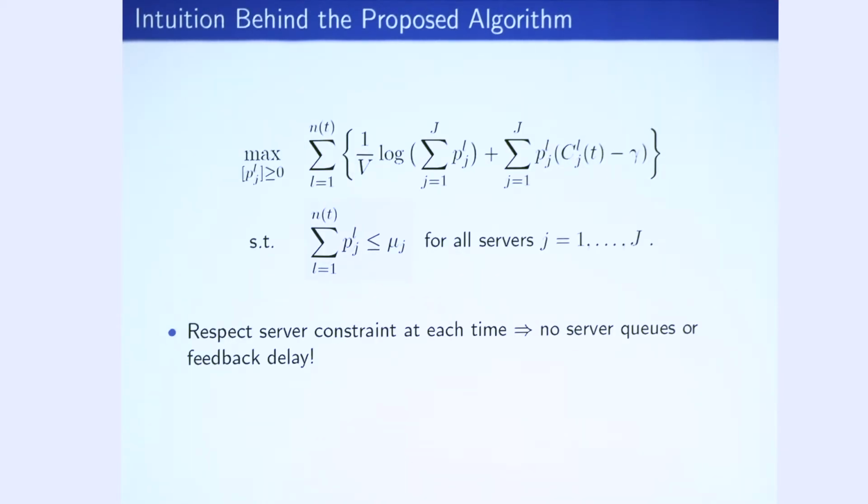But let's take a closer look at this optimization to get some intuition behind the proposed algorithm. The first thing, as I said, is that we respect the server capacity constraint. So the total number of assigned tasks does not exceed the capacity. So there's no queue at the server, and hence no feedback delay.